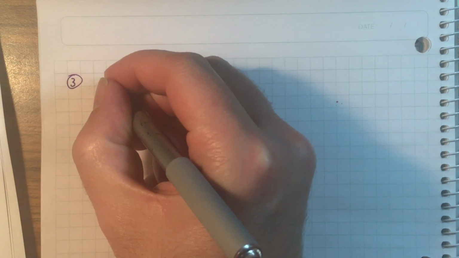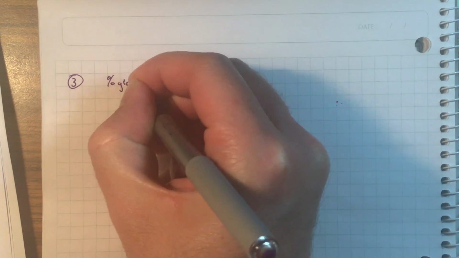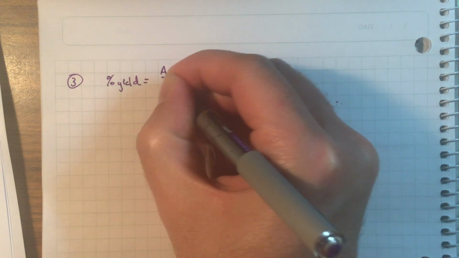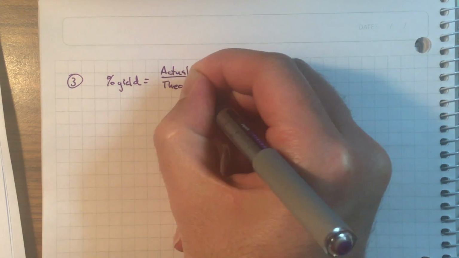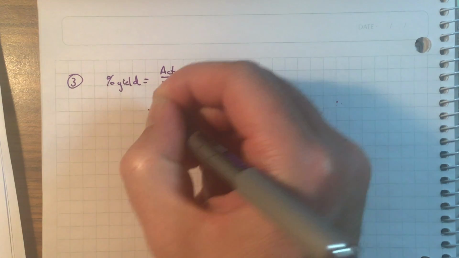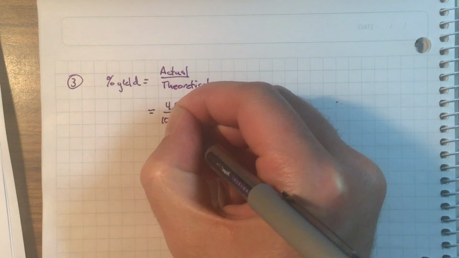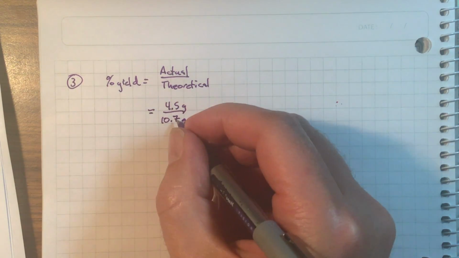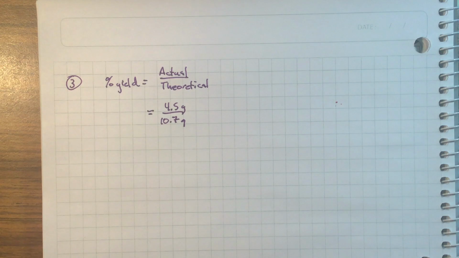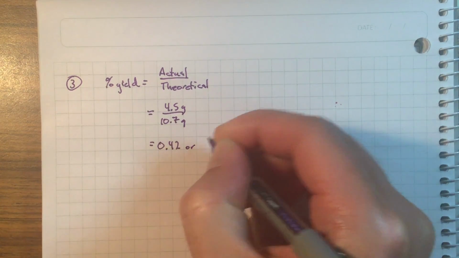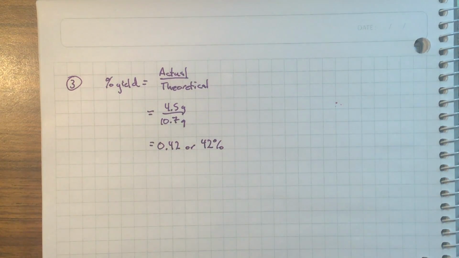Well, percent yield is equal to your actual divided by your theoretical. And in this case, it is 4.5 divided by 10.7. 2 sig figs, 3 sig figs. Our final answer will have 2 sig figs. So 4.5 divided by 10.7 is 42%. 0.42 or 42%. You can write it either way.